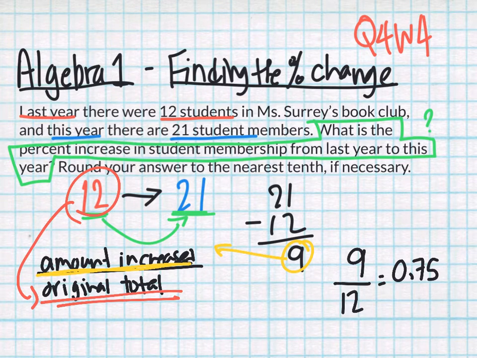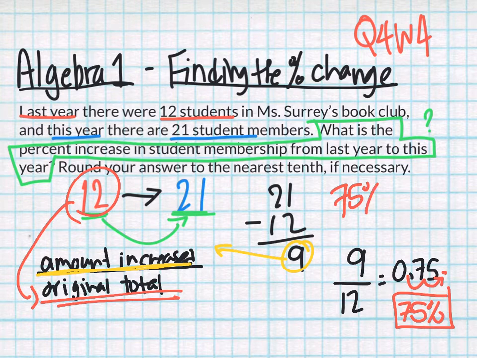To turn a decimal into percent form, it's backwards from what we've been doing. We've been moving the decimal place 2 to the left. Now we're going to move it 2 to the right to get from decimal to percent. Move it 2 to the right, and this is 75%. So this was a 75% increase from last year to this year. 75% increase.